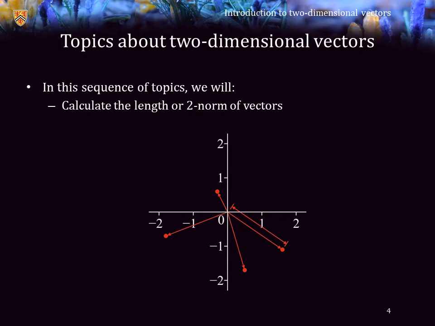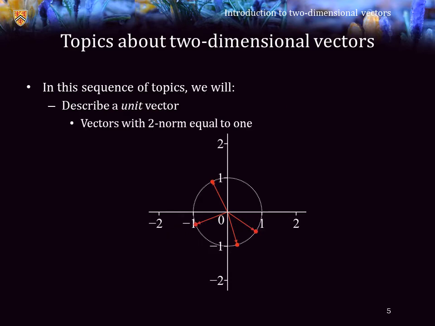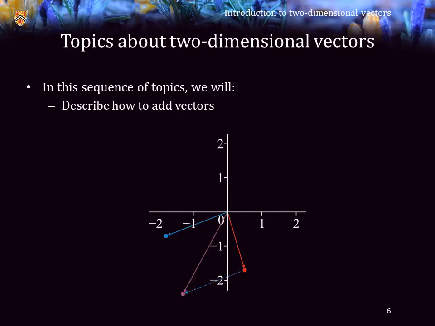We will then see how we can calculate the length or 2-norm of a vector. We will then describe a unit vector, that is, a vector with a 2-norm equal to 1. We will then see how we can add two vectors together. For example, the sum of the red and blue vectors gives the purple vector here. Similarly, another example of the adding of two vectors.